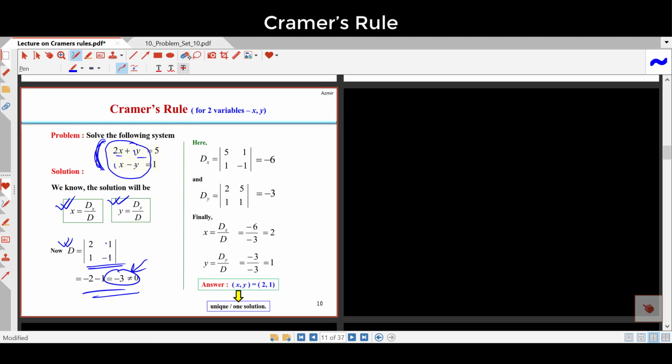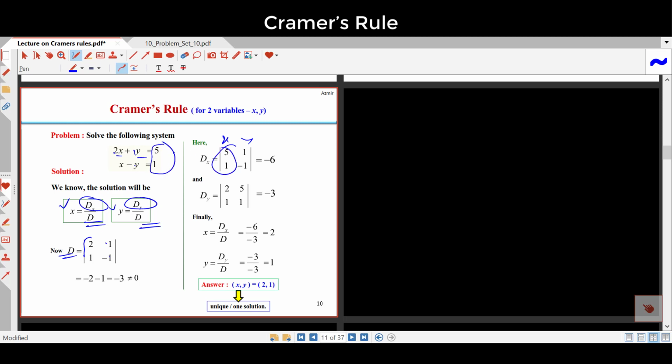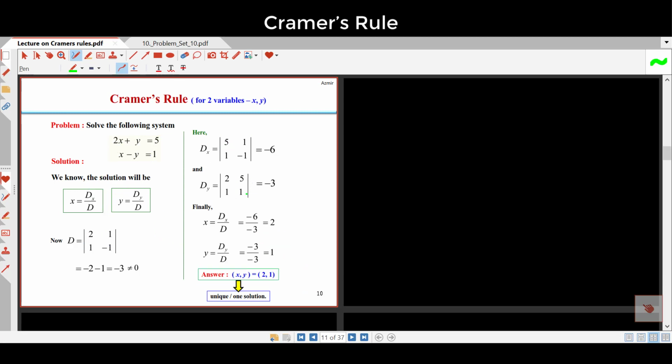So now find d sub x and also d sub y, because if you have to find x and y, you need d sub x, d sub y. Already d is in your hand. Now d sub x, the first column is for x, second column is for y. Just in the first column input 5 and 1. Whenever you are finding d sub y, just in the second column, that is the y column, input the right side values 5 and 1. So you can easily have the results. So this is how Cramer's rule can be applied.